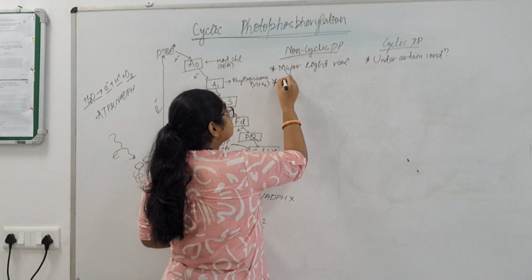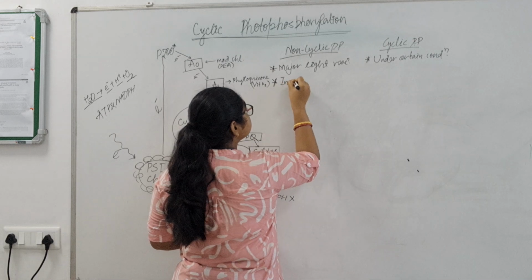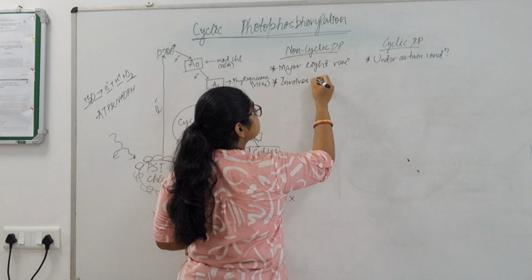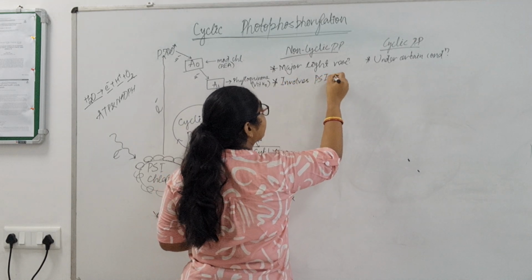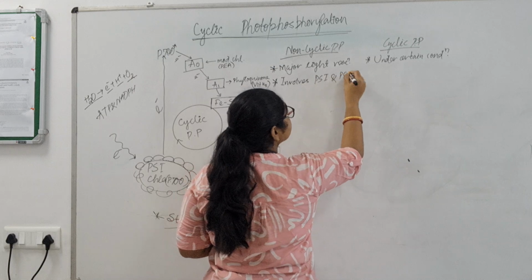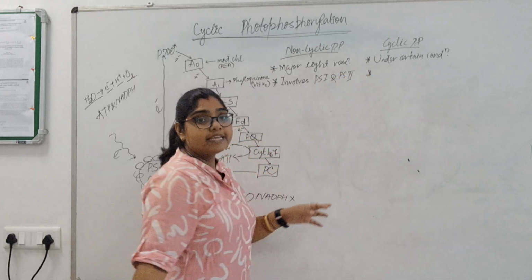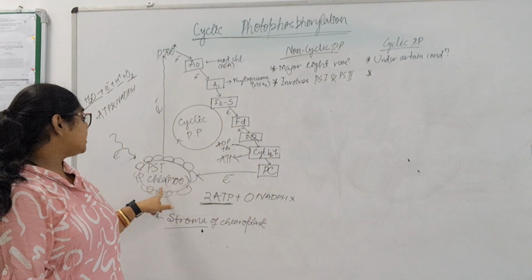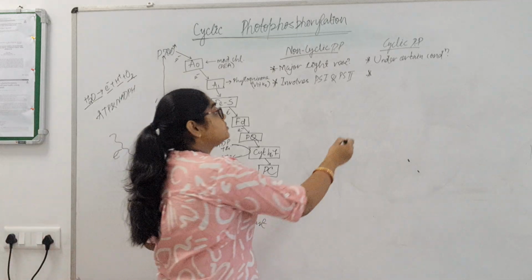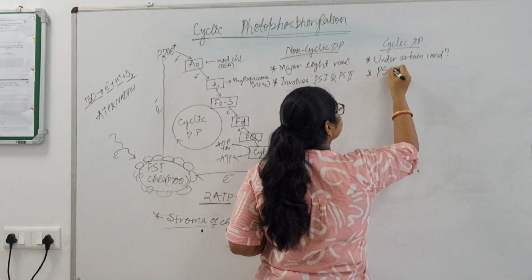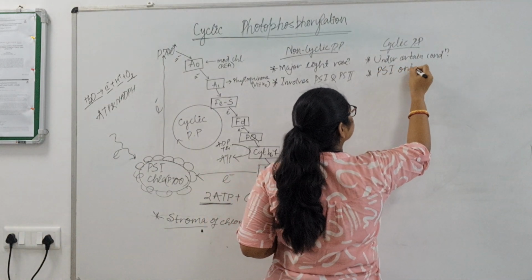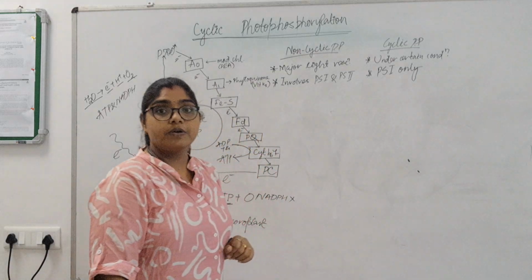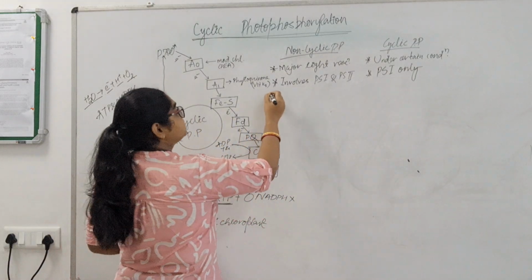Then it involves both photosystems, photosystem 1 and photosystem 2. But in cyclic photophosphorylation, it involves only photosystem 1. Next point.